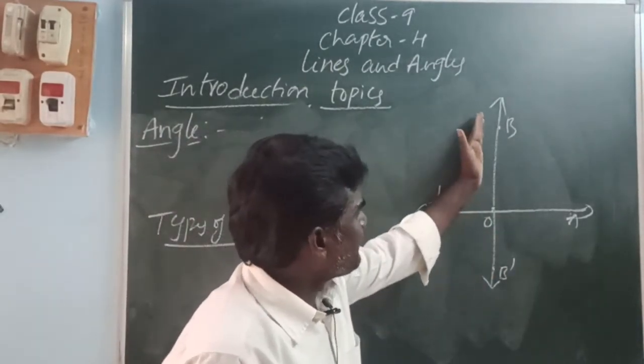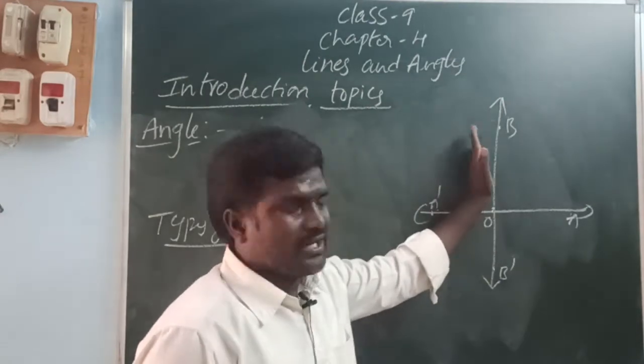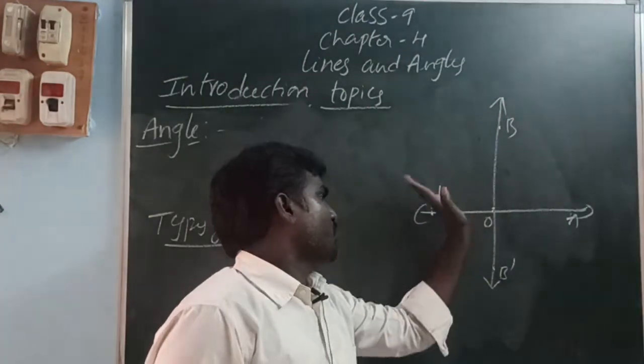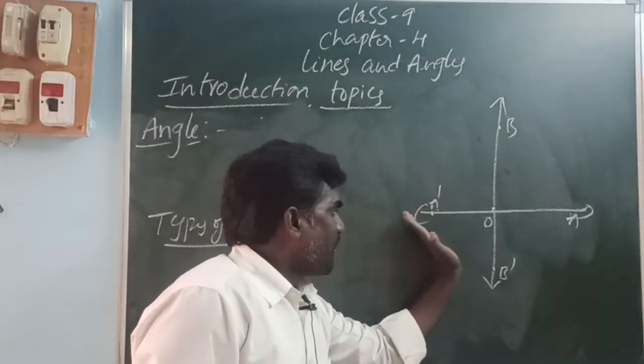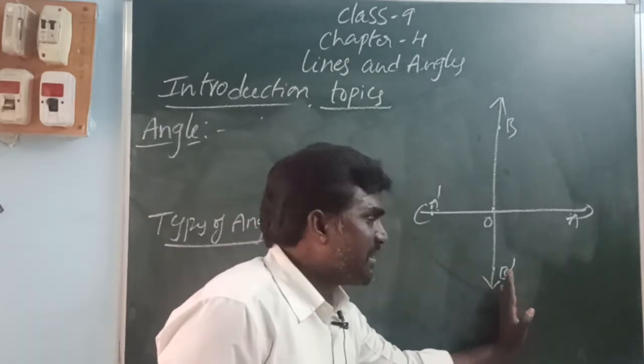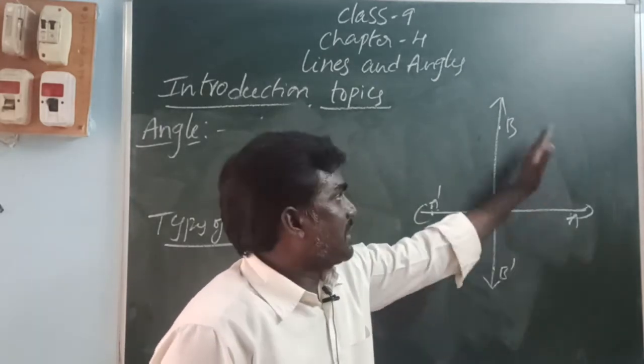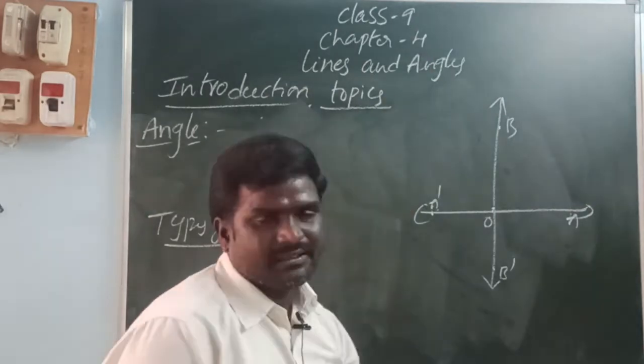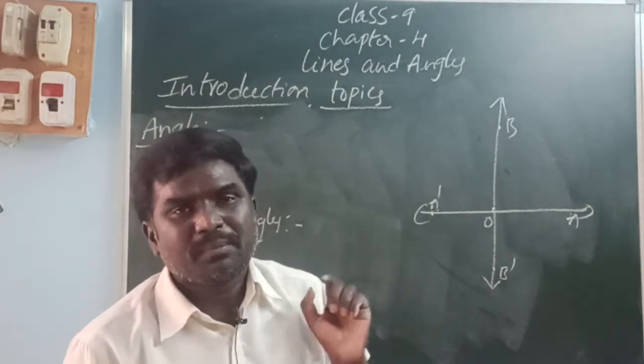So the ray OB is moving from OA. Next, OB is close to OA dash. Next, OA dash is moving to OB dash, and OB dash is close to OA. So OB has completed one rotation. That angle is called a complete angle.